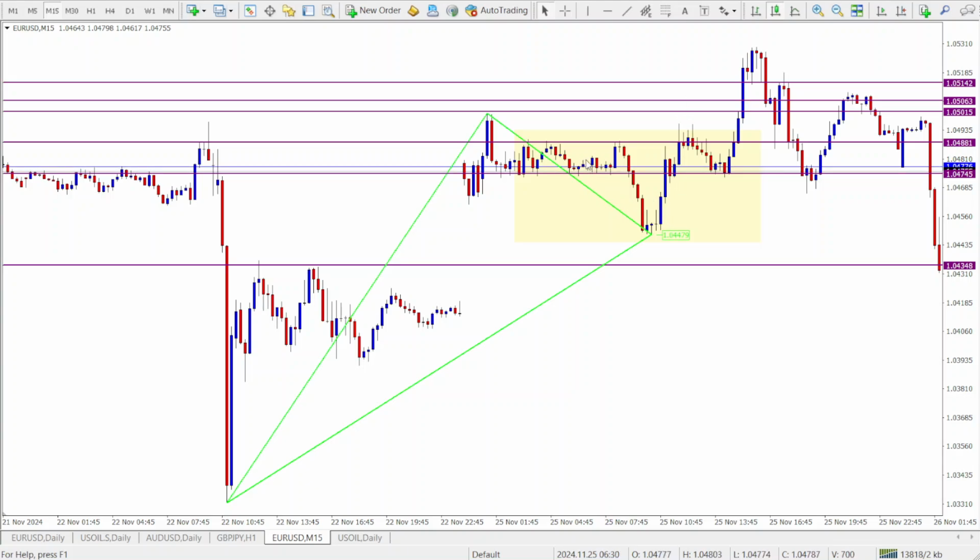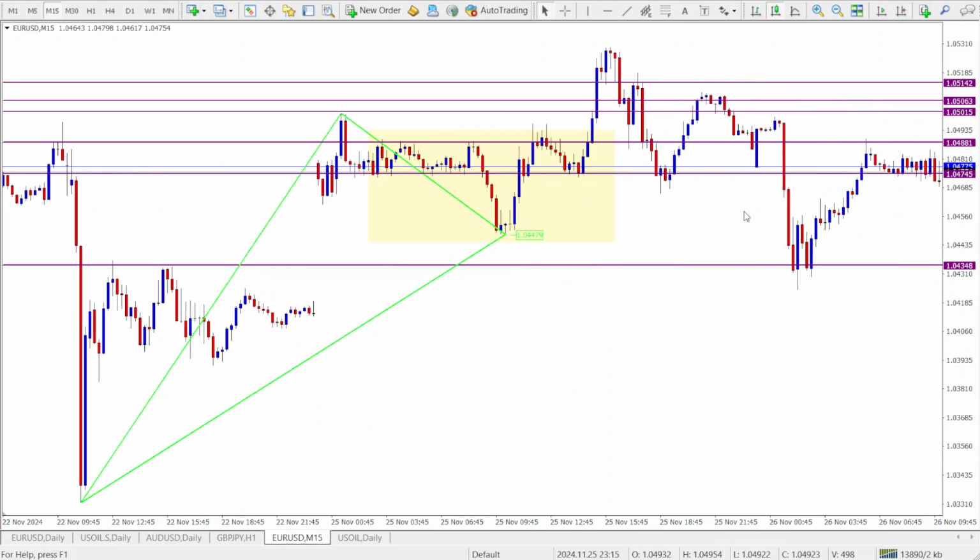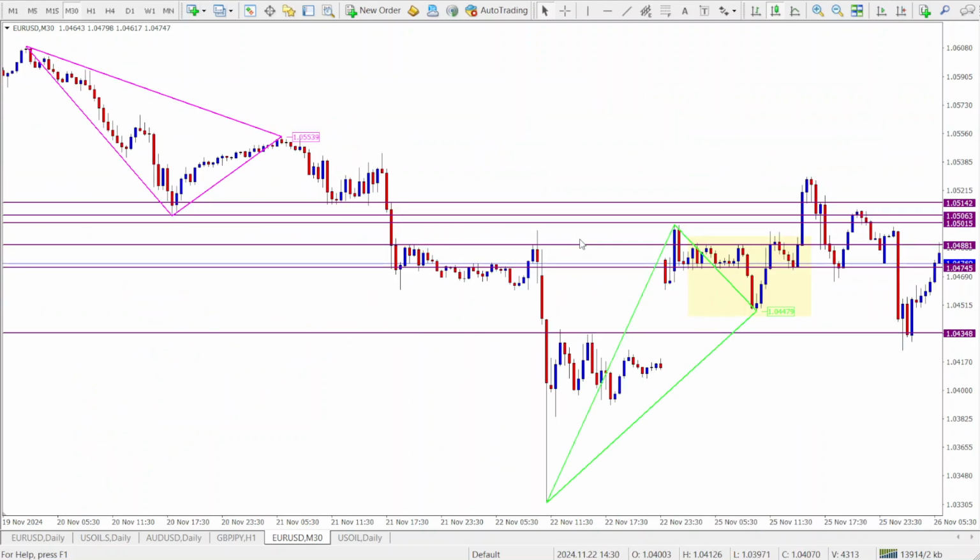So if you had entered here, you would have gotten stopped out. But if you had entered here, you would not have gotten stopped out because you'd have set your stop loss below the retest point. And then your take profit levels can actually be at any of these resistance levels, any of them. Okay, depending on your risk to reward ratio, right? So let us go to the 30-minute chart.